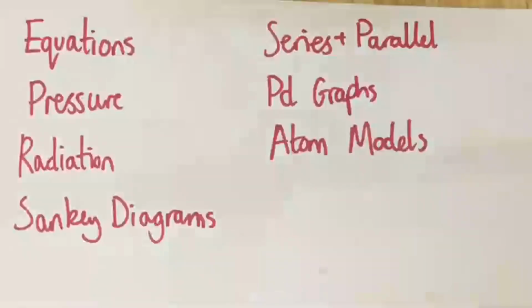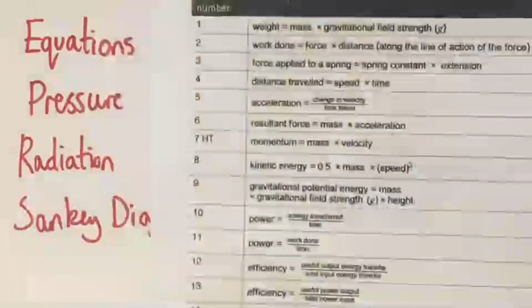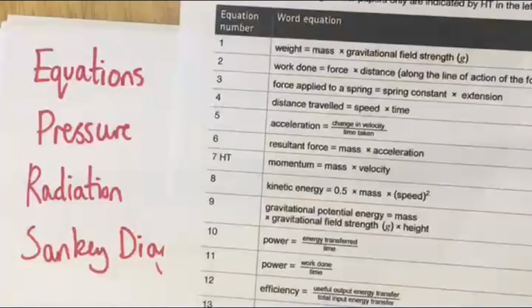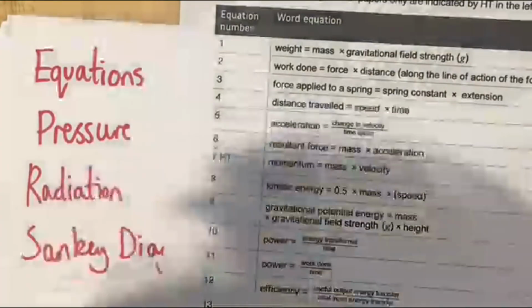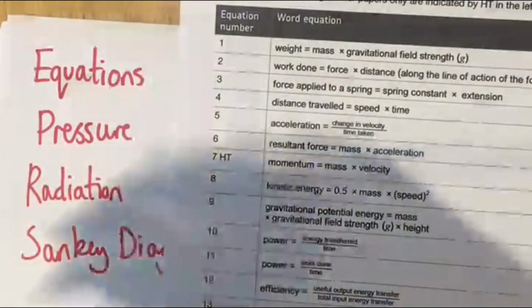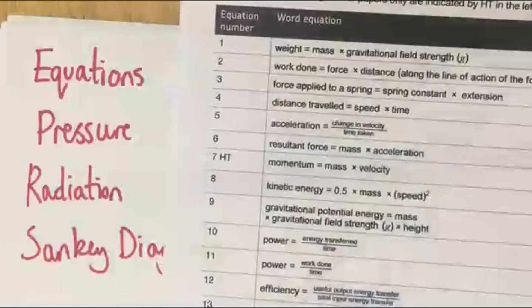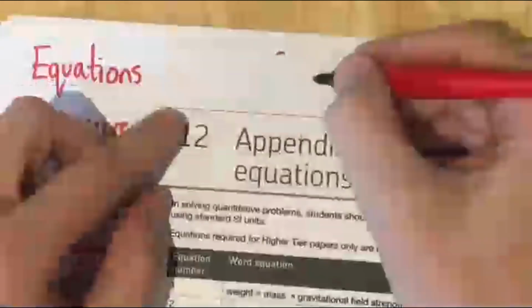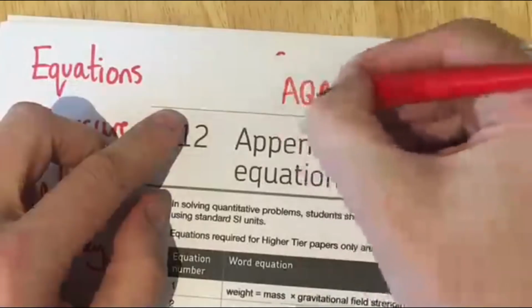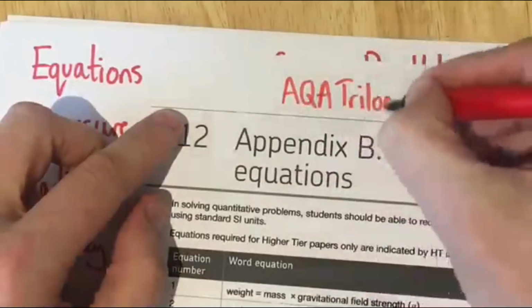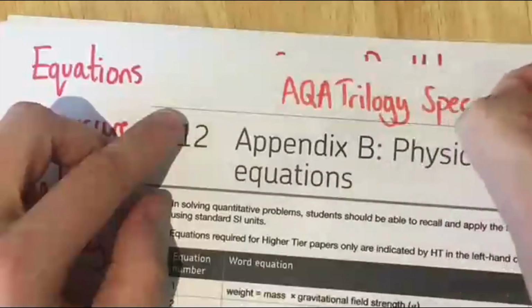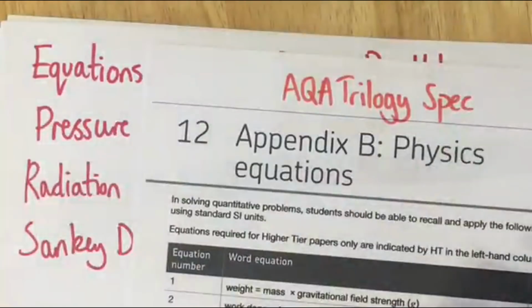Equations. Okay. This is the legacy, and this is available on the AQA specification. If you literally type AQA Trilogy spec into Google and download it, right down the bottom, it's there. Now obviously in Foundation, you're usually given it. Technically, equations required for higher tier papers only are indicated by that.